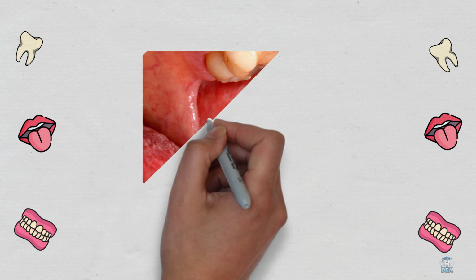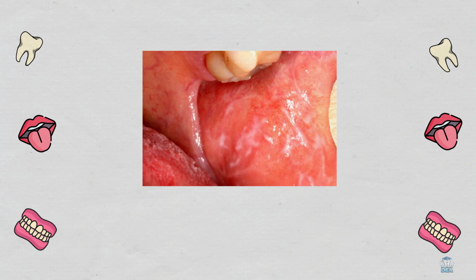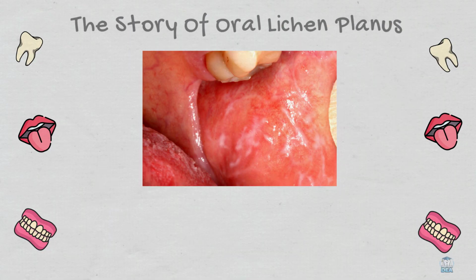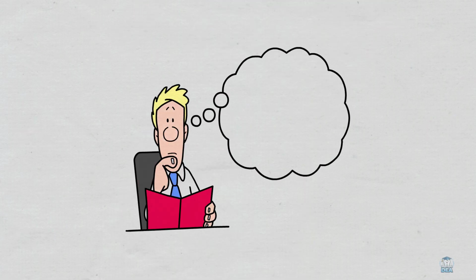Imagine your mouth painting delicate white lace patterns all by itself. Beautiful, right? But this isn't art. It's an autoimmune mystery called Oral Lichen Planus. Today, we'll uncover its story, from causes to treatment, in the simplest way possible.